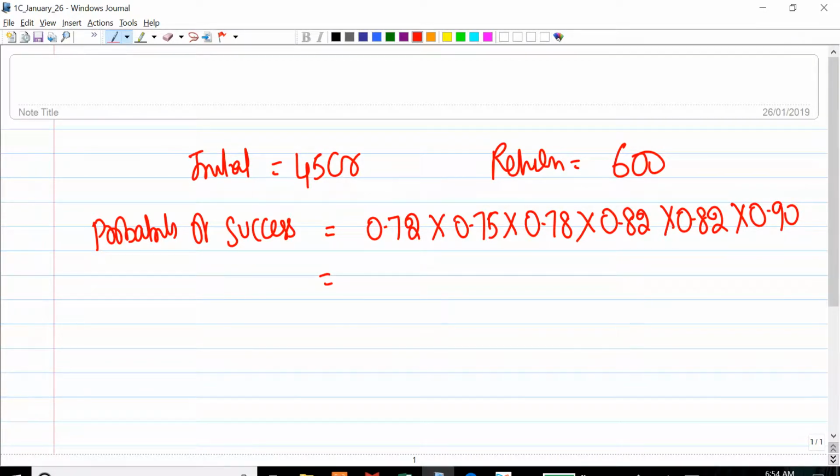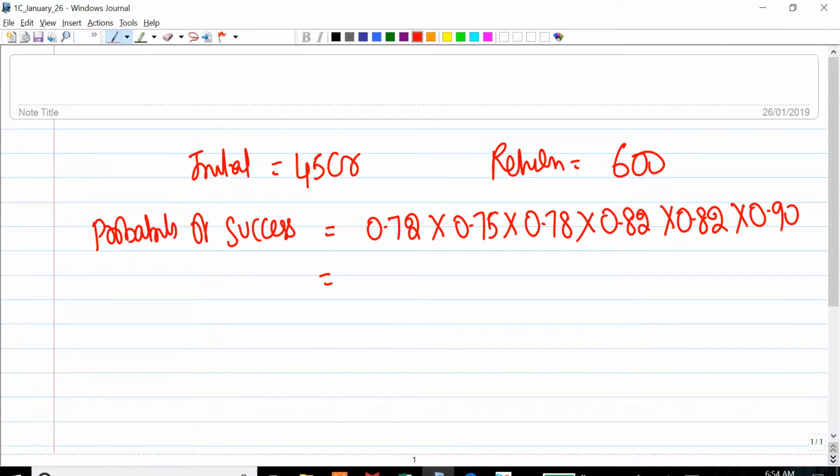0.72 in the first year, 0.75 in the second year, 0.78 in the third year, 0.82 for the fourth year, 0.82 for the fifth year, and 0.90 for the last year. It's a joint probability. It is not that it is succeeding only in year 1 or year 2. It has to go till the end. If it has to go till the end, it has to meet all of this.